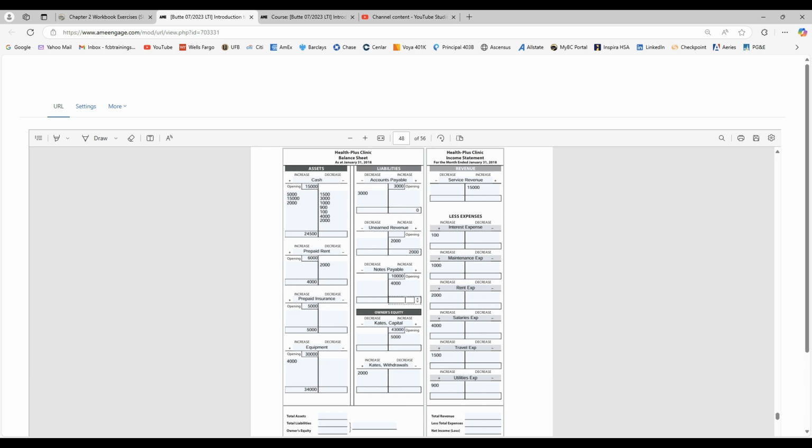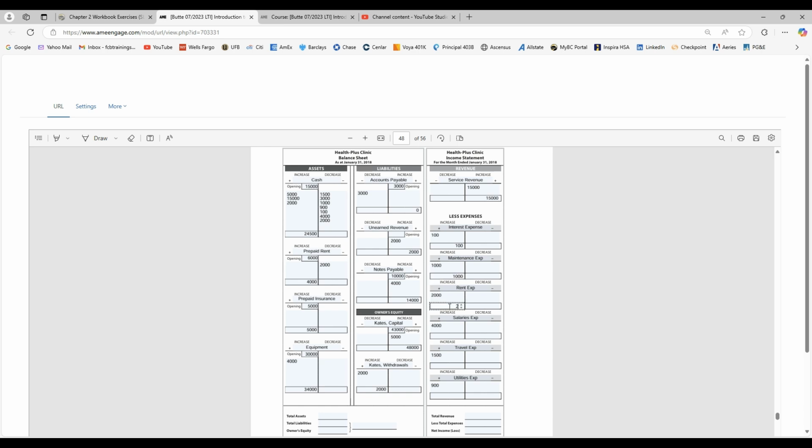$2,000 liability for unearned revenue. $5,000 liability now. I say not 5,000, 14,000. Yeah, notes payable. We've now got 48,000 in capital for equity, and then we've got just the 2,000 in our withdrawals. On the income statement side, for revenues and expenses, we just have basically one.